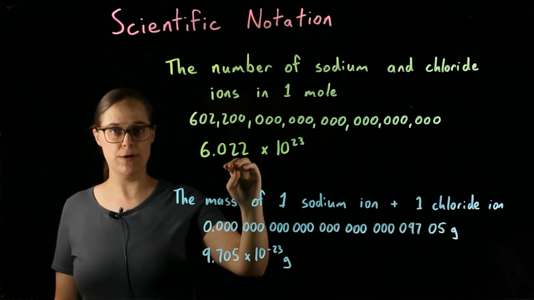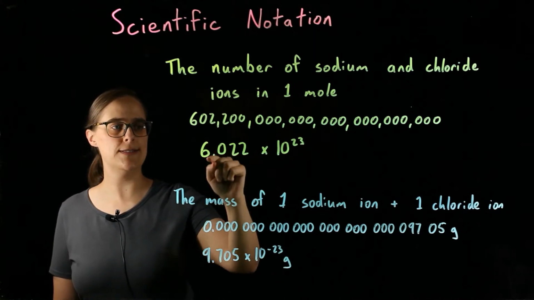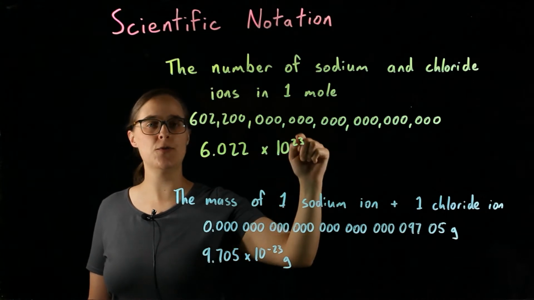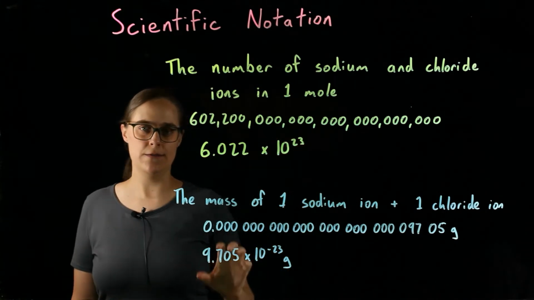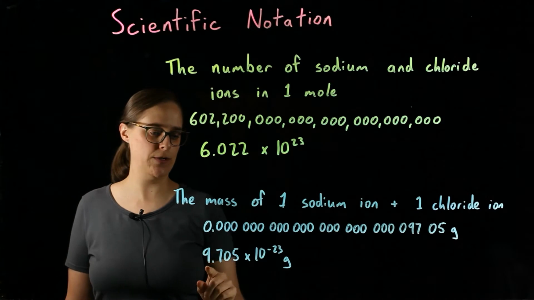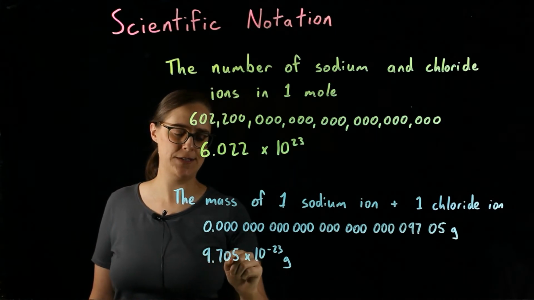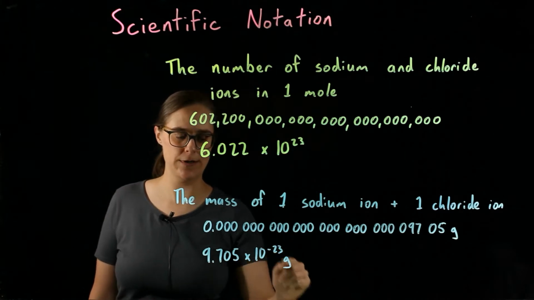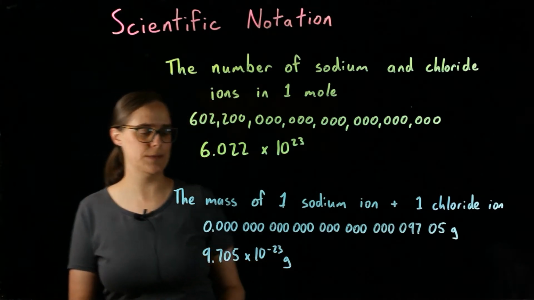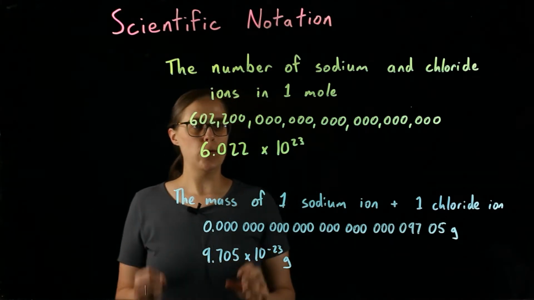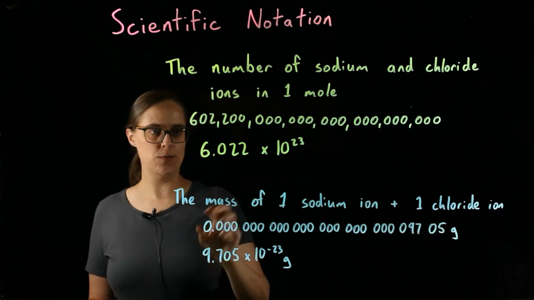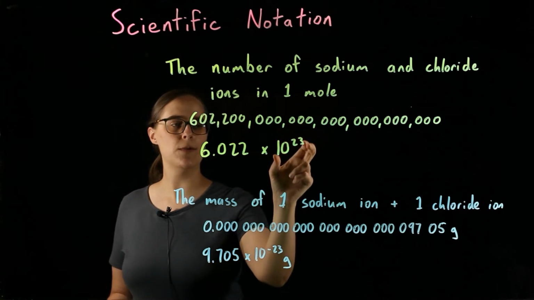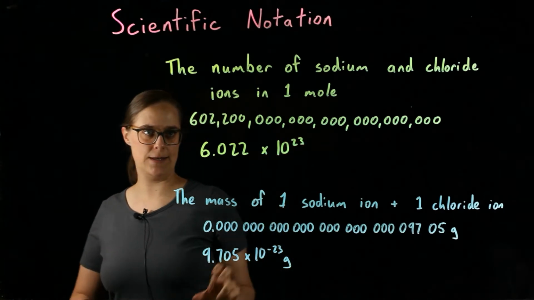Okay, so for our first number, I wrote 6.022 times 10 to the 23rd power. For the second number, for our tiny number, I wrote 9.705 times 10 to the minus 23rd power. Units are the same, grams. So, scientific notation has 2 parts. We have a coefficient at the beginning, and then we are multiplying by some power of 10.